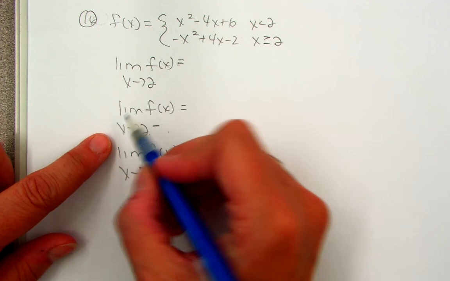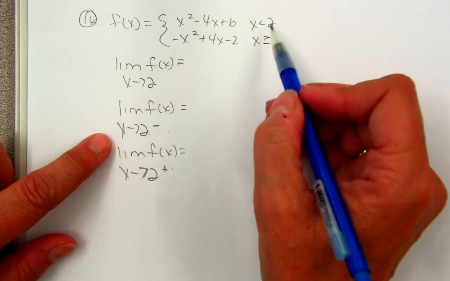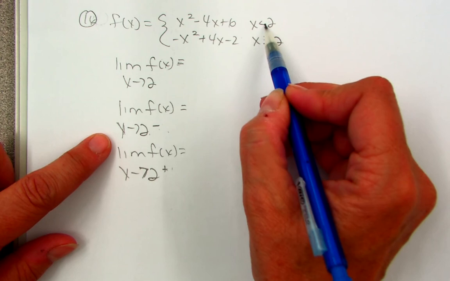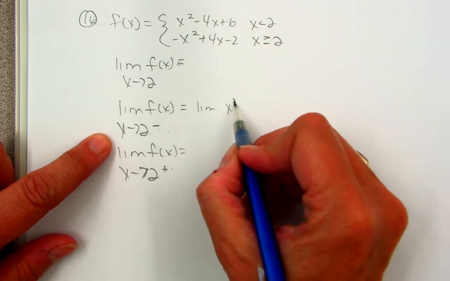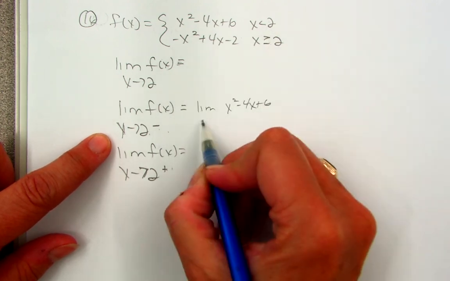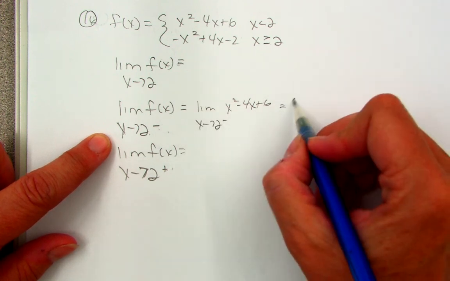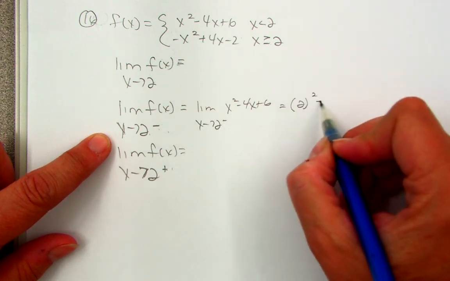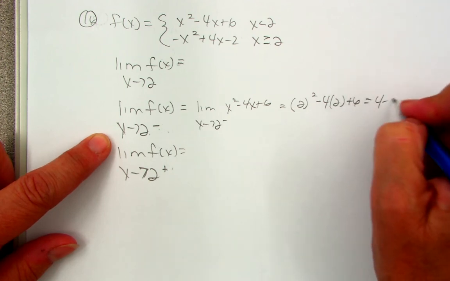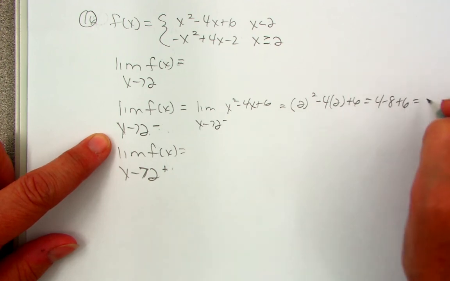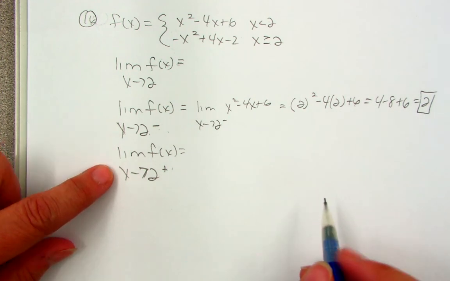The limit of f of x as x approaches 2 from the left. Let's see, which one is 2 from the left? That's 2 from the left. So that means I have to write the limit. You have to show me which piece you are using. Now I'm going to go ahead and do direct substitution. So from the left, my limit is 2.